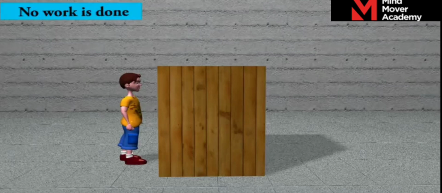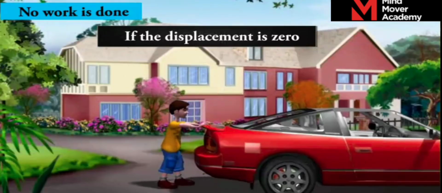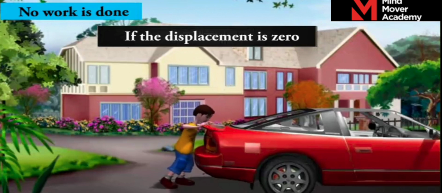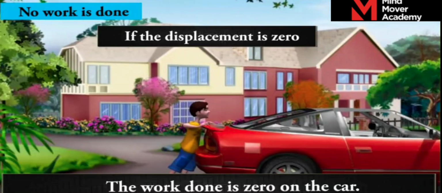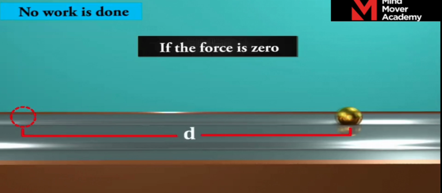Thus, no work is done in scenarios where the displacement is zero. For example, a boy pushing a car, there is no displacement of the car. Hence, the work done is zero on the car. Or the force is zero. For example, a ball moving on a smooth horizontal table is not acted upon by a horizontal force, since there is no friction, but may undergo a large displacement.